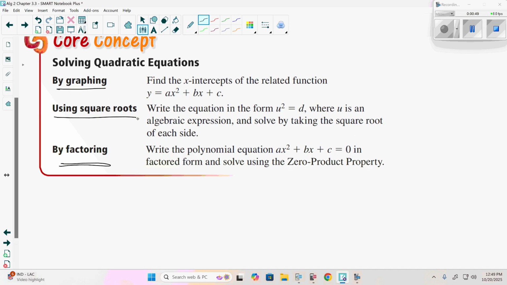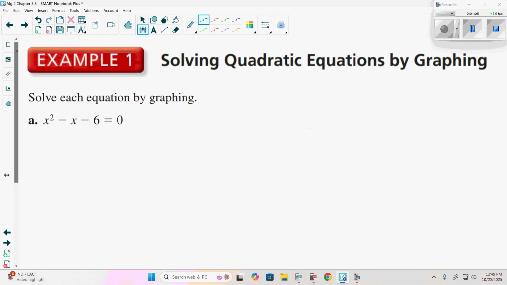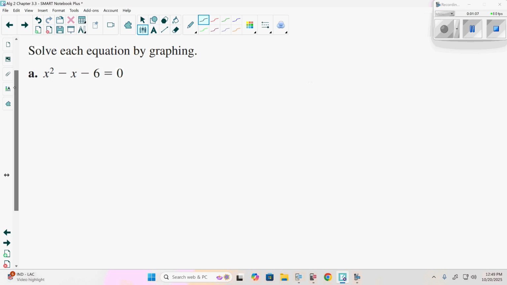Now, when we graph, we want to find the x-intercepts, the values of x that will make the y value be 0. Because when it crosses the x-axis, the y value is 0. So we're finding the x-intercepts, we're finding these solutions. So when we solve by graphing, the first thing we need to do is get it equal to 0 or y by itself. In most cases, when we're solving, we need to get the equation equal to 0. Because if we can get the equation equal to 0, we can plug it into the graphing calculator and see where it crosses the x-axis.